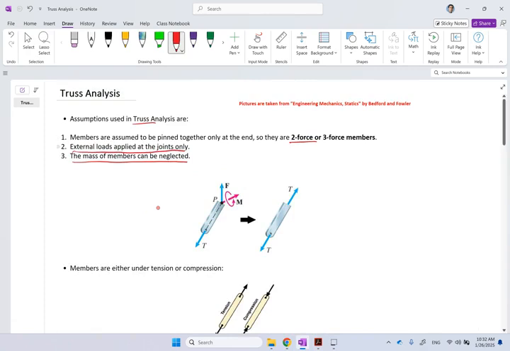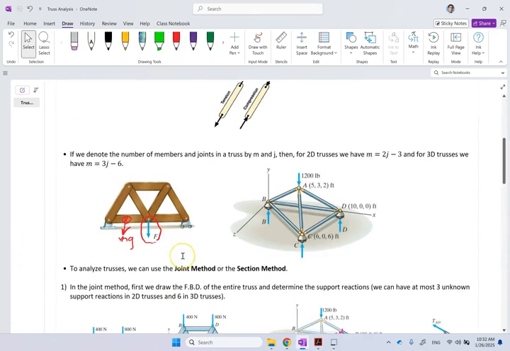And what kind of joints do we have? The members are assumed to be pinned together. So we assume that these connections are pins. In real life, these are not pins. They are mostly bolted or welded together.